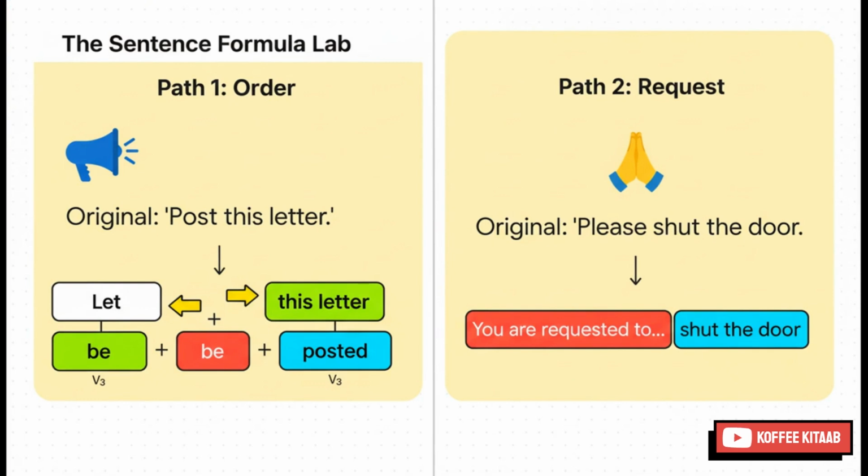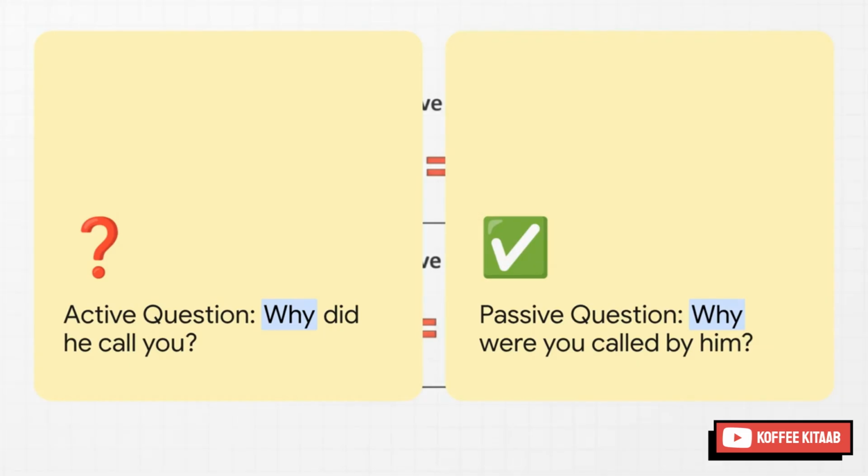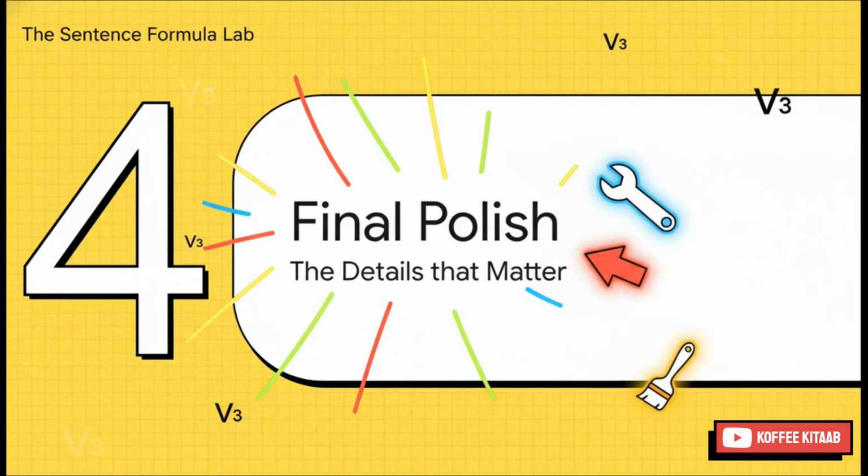Imperative sentences, commands, they have 2 main pathways. For a straight-up order like shut the door, you start with the word let, then the object, then be, and then the V3 verb. For a more polite request, especially one with please, it's even easier. You just start with the phrase, you are requested to, and then add the original verb. So what about questions? Well, this is where you can really see how consistent the formula is. The question word, your why, what, where, it always stays right at the beginning. It never, ever moves. The rest of the sentence does the normal subject-object swap, but the question always stays a question.